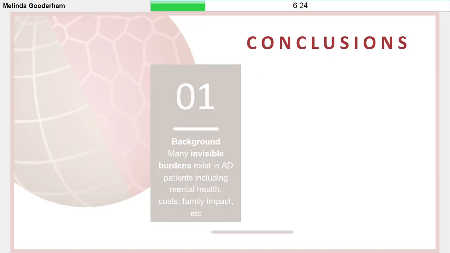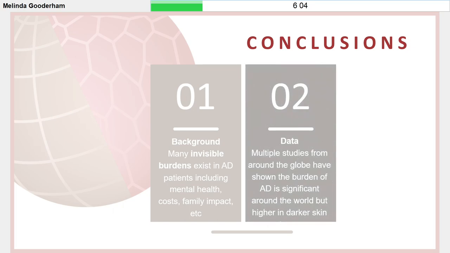So just to finalize here, there are many, many invisible burdens in atopic dermatitis that I think we don't always consider when we're having that discussion, when we're doing our EASI score, and when we're offering different therapies, things that we have to think about, such as their out-of-pocket costs, the impact on their family, sleep, et cetera.